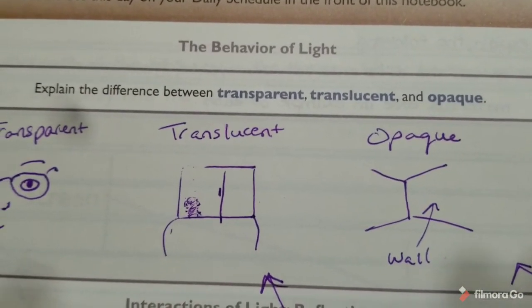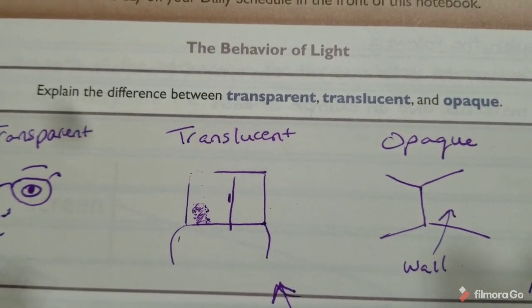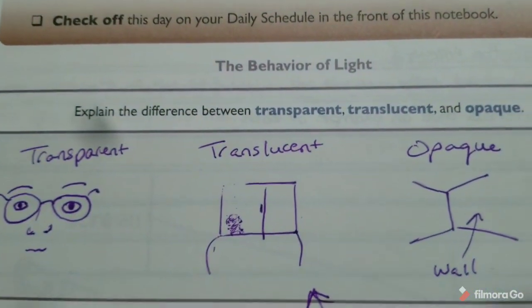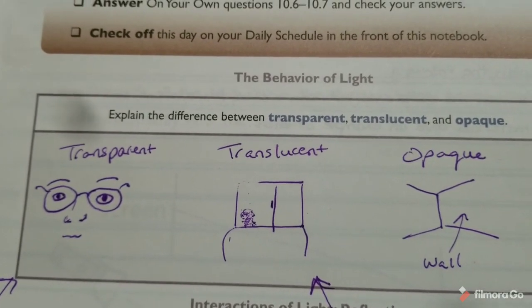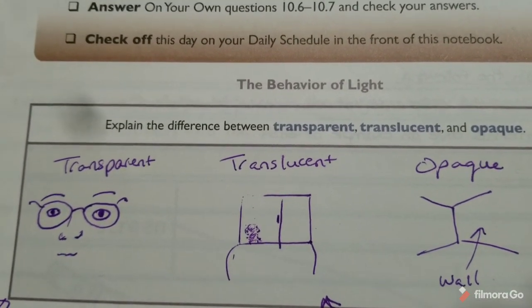And opaque means like a wall or anything. My table right here, totally can't see through it. This book, can't see through it. It's opaque. Okay, so those are the three different main behaviors of light.